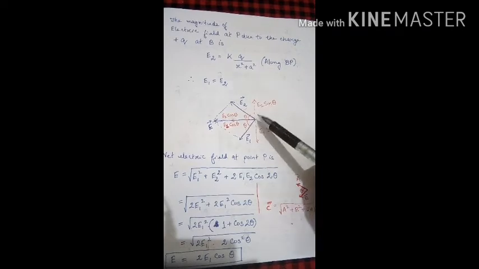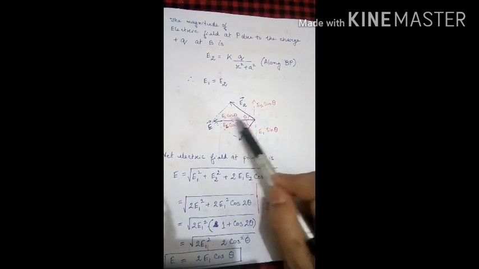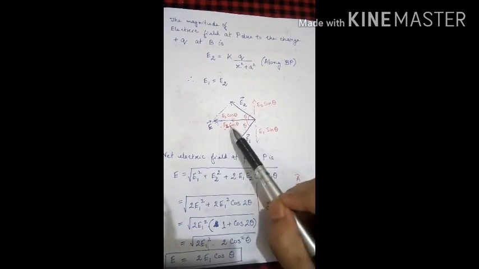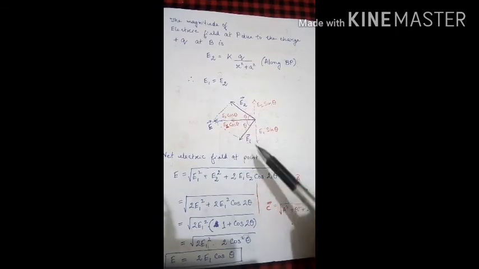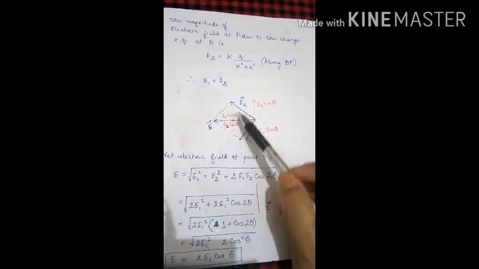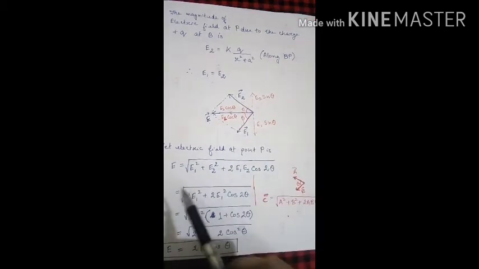So what we will get? We will get a resultant vector along this direction, which is the addition of the E2 cos theta component and the E1 cos theta component. We have to calculate the net electric field along this direction. Then we can calculate the net electric field using the vector addition law. So here we can write E equal to root over.